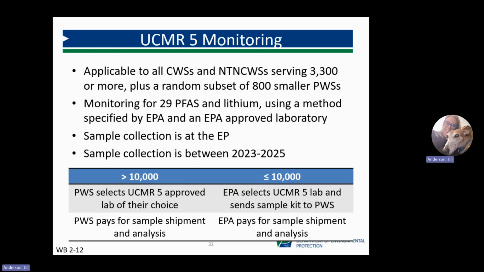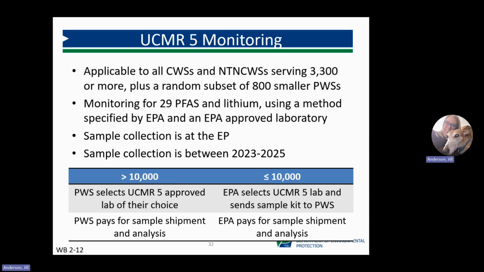UCMR 5 is applicable to all community water systems and non-transient non-community water systems serving 3,300 or more, plus a random subset nationally of 800 smaller water systems. UCMR 5 requires monitoring for 29 PFAS and lithium using a method specified by the rule and an EPA-approved laboratory. And sample collection is at the entry point between the years 2023 and 2025.